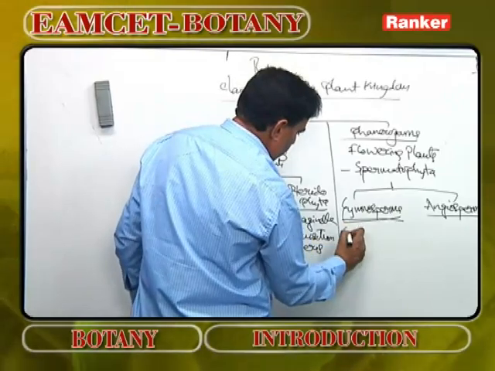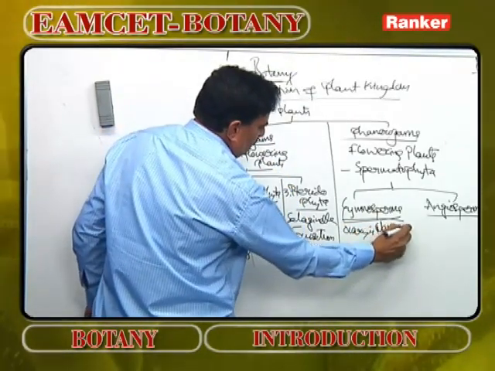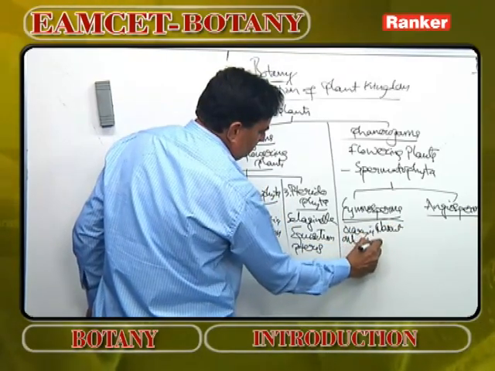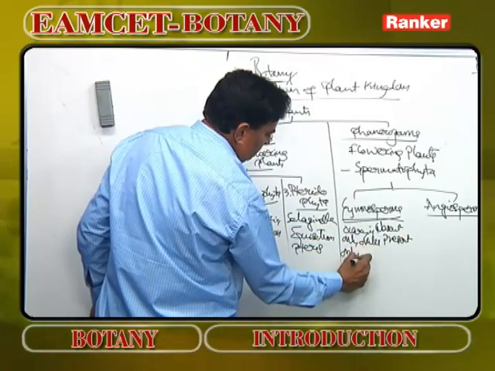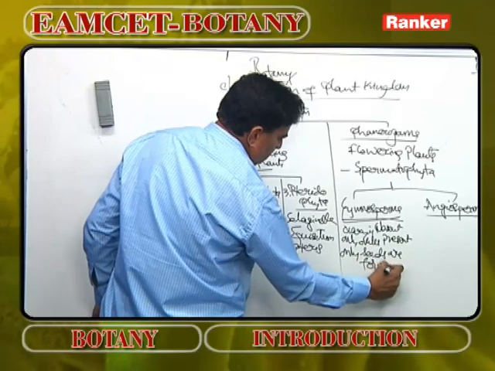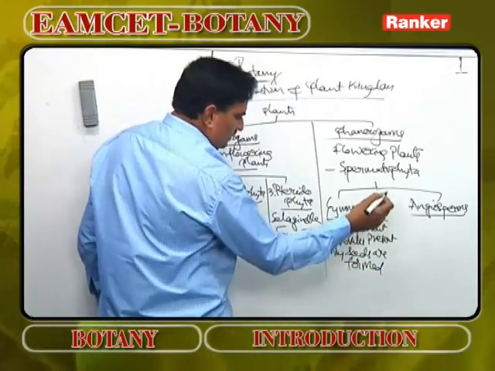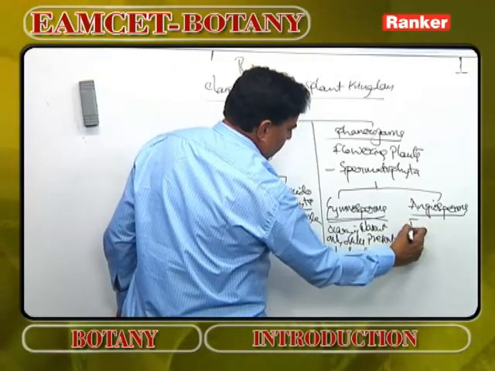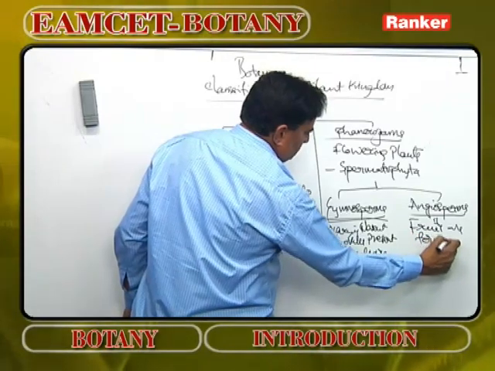Gymnosperms means the ovary is absent, only ovules are present. That's why only seeds are formed, fruits are not formed. In angiosperms, ovary, ovule, everything is present, so fruits are formed which enclose seeds.